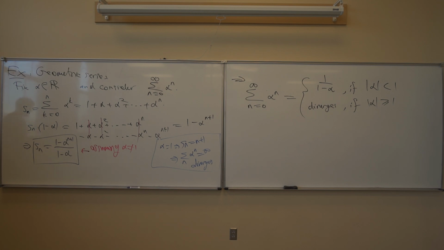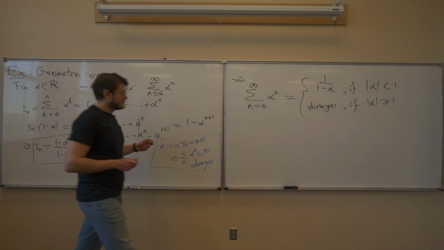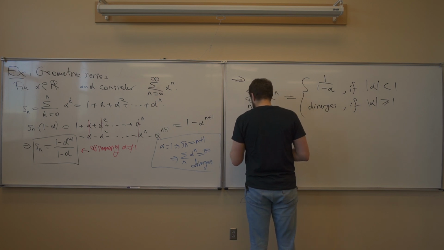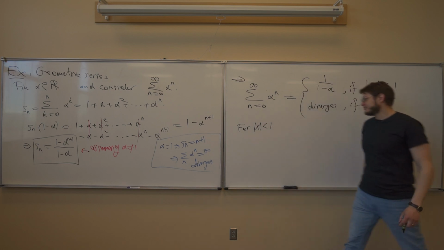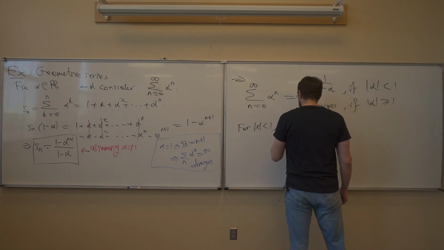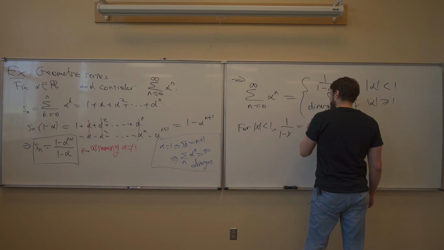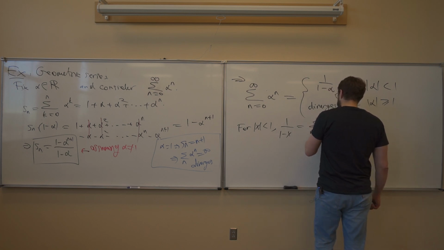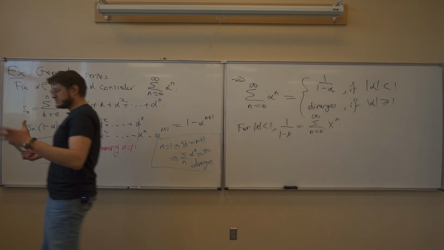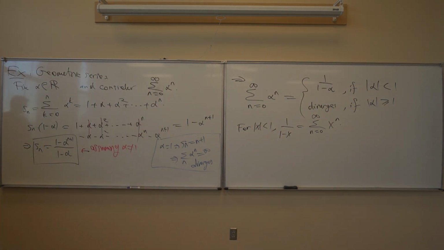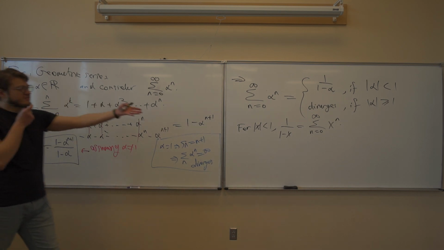Now, let's do a psychological check. Instead of writing alpha, let me just use the letter x. And so what I'm saying is that for x in absolute value less than 1, I have that 1 over 1 minus x can be written as this. I just changed the dummy variable. But the point is that when I think of it like this, I'm more prone to think of this as a function of x.